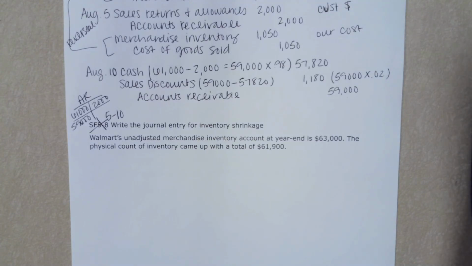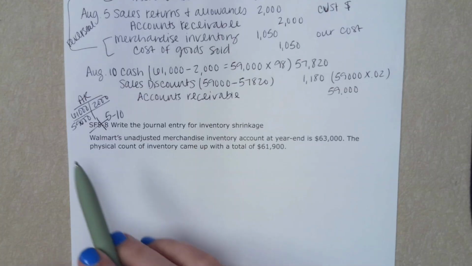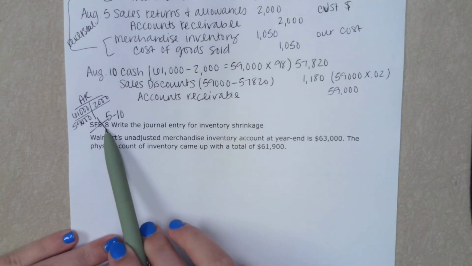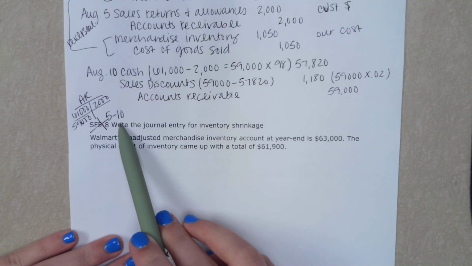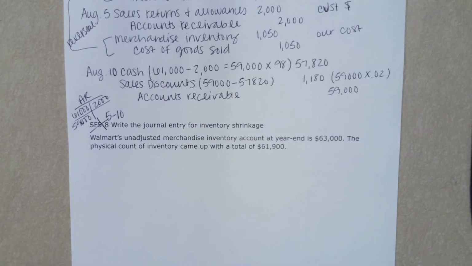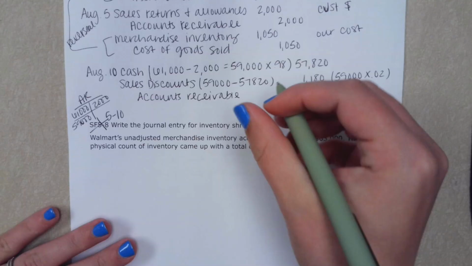This video is for 5-10. There is an error on the Word document that said 5.8. This is actually problem 5-10. So this is a simple one. We're writing a journal entry for the inventory shrinkage.